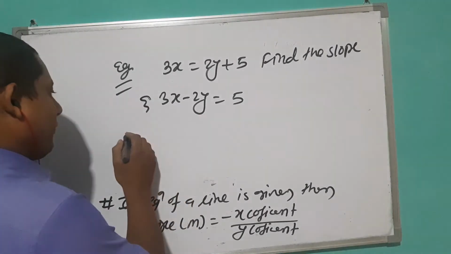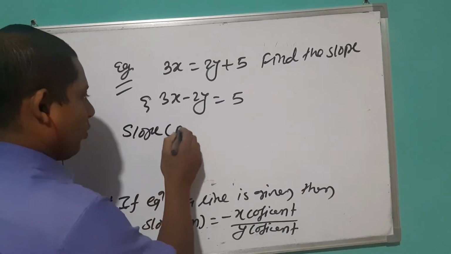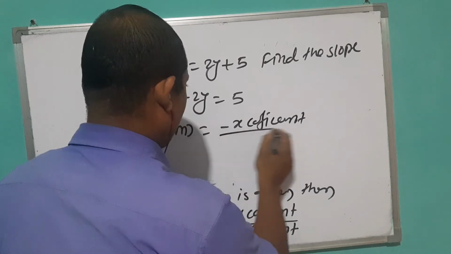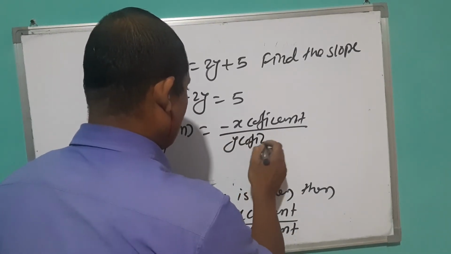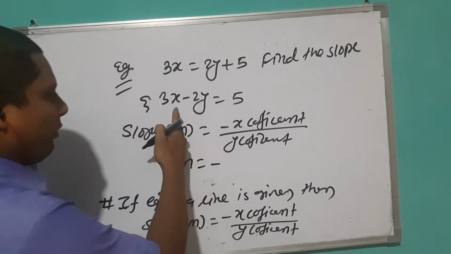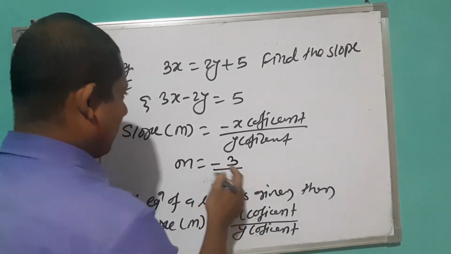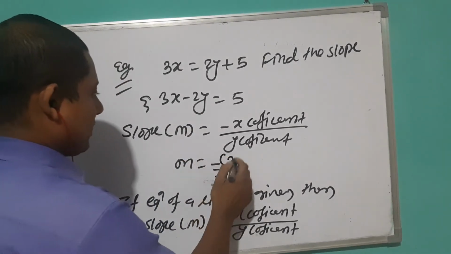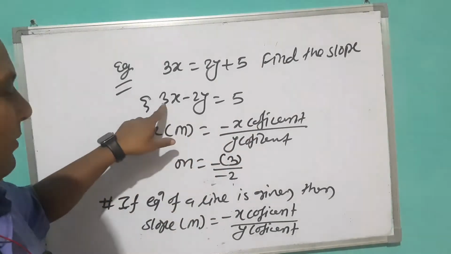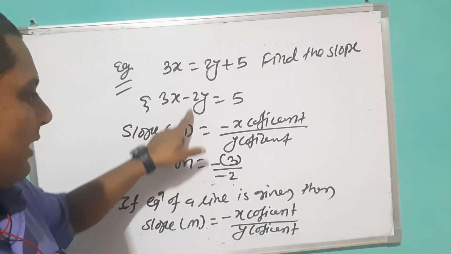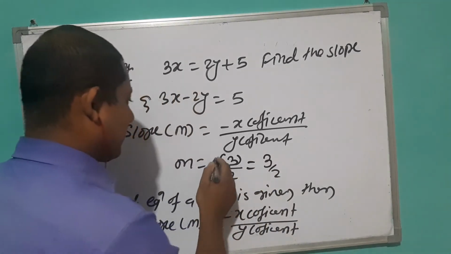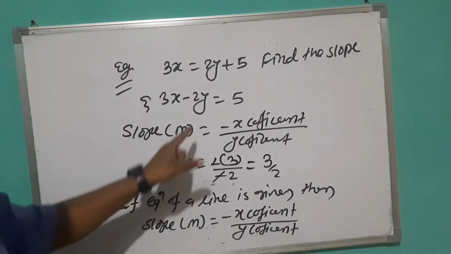Now we can find the slope, and we have slope m is equal to minus x coefficient by y coefficient. So we can write here m is equal to minus, and the x coefficient is 3 and the y coefficient is minus 2. See nicely. This minus is in the formula only, and the x coefficient we have is 3 and the y coefficient we have is minus 2. So it became 3 by 2. This minus minus has been cancelled. So the slope of the line became 3 by 2.